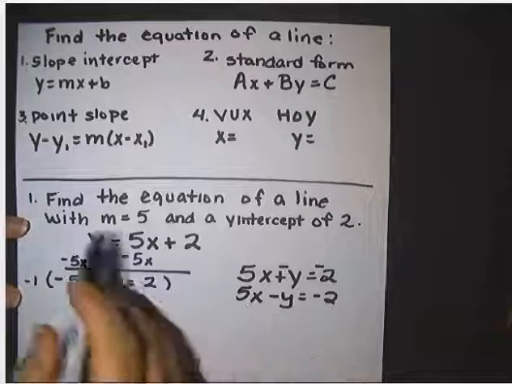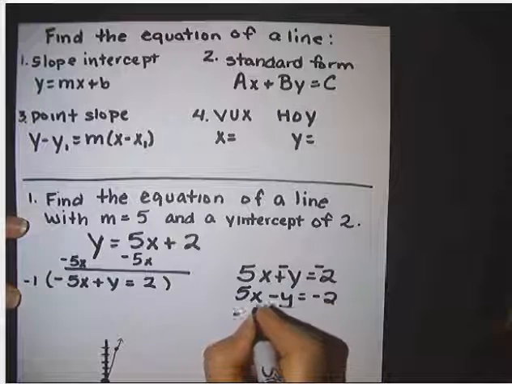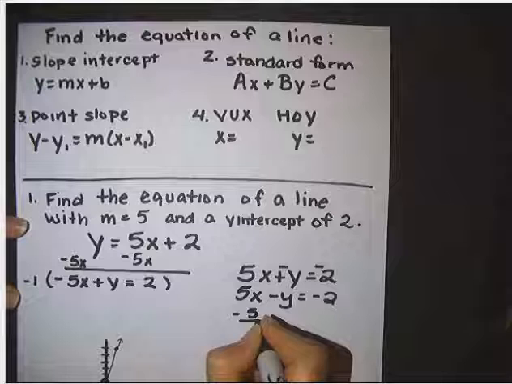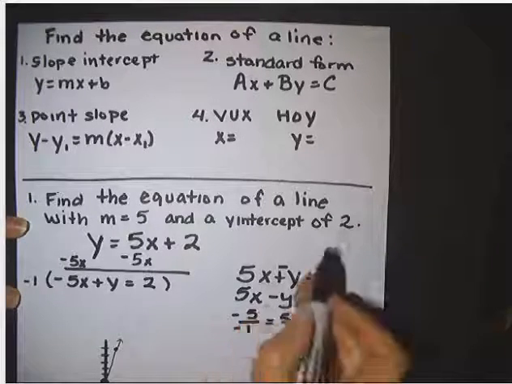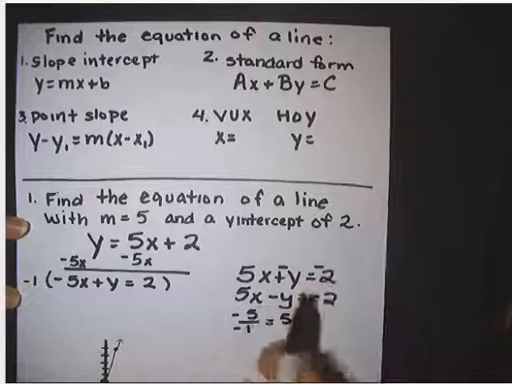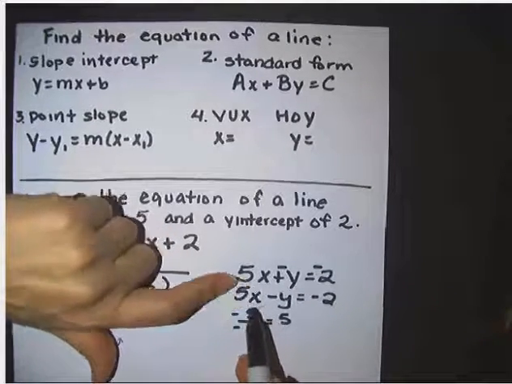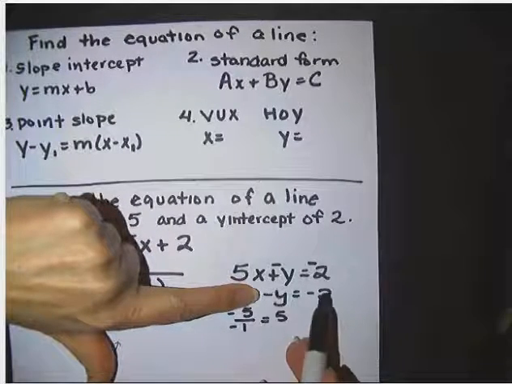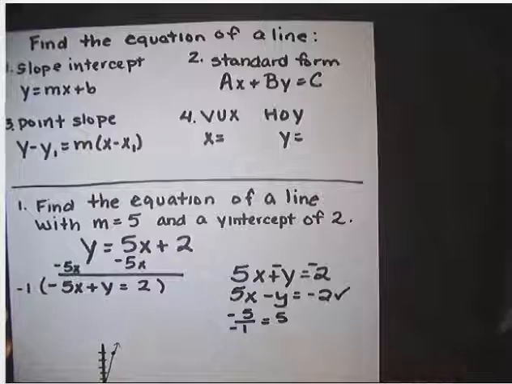Is our slope really 5? Yes. In standard form, we should have negative or opposite a over b, which is 5, so the slope is 5. Is the y-intercept indeed 2? Yes. Remember, y-intercept is where x is 0, so if we plug in 0 for x, the y-intercept would definitely be positive 2. So we know it only takes 2 seconds to check it, so make sure you do that.